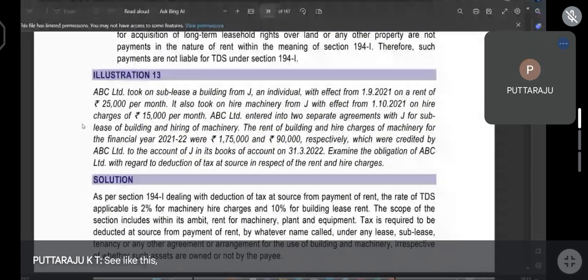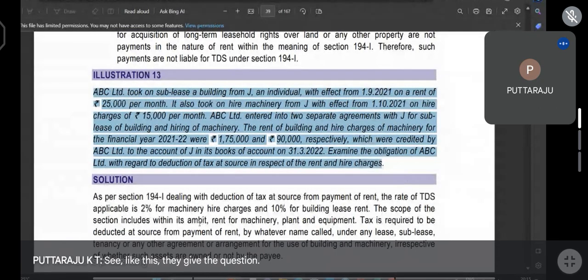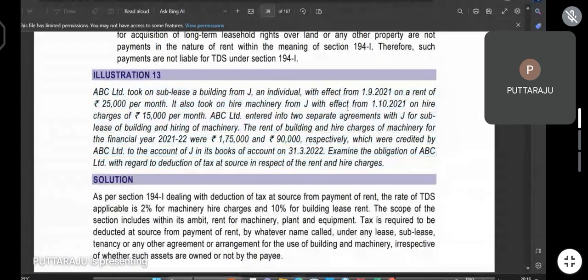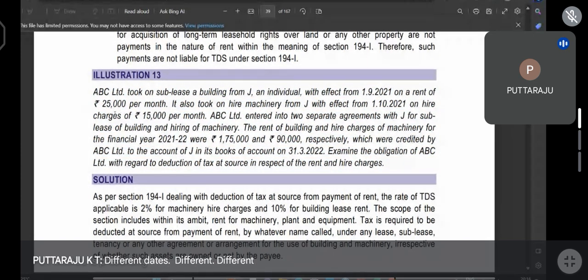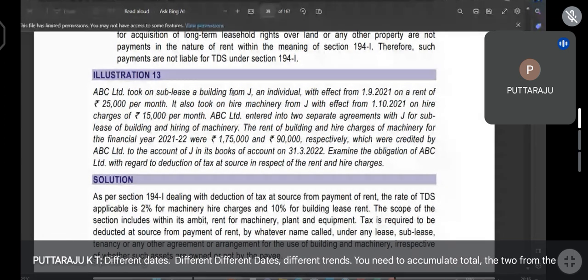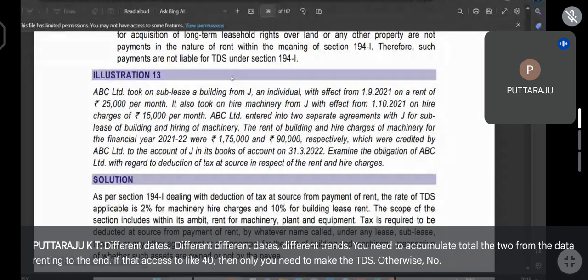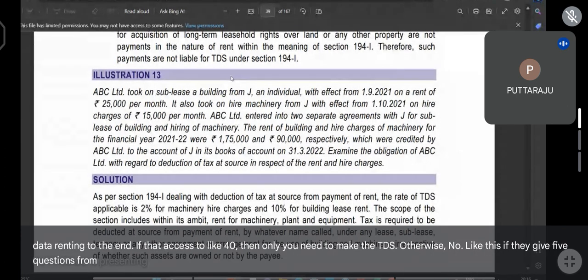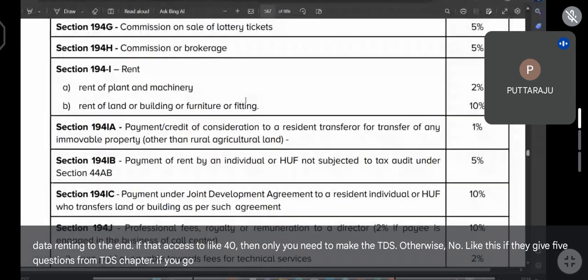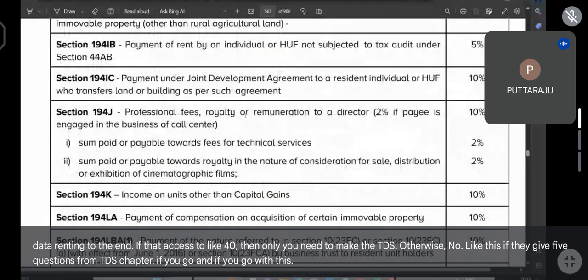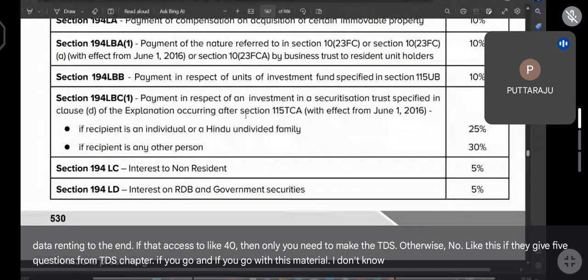See, like this they give the question. Different dates, different terms. You need to accumulate the total of the two from the date of renting to the year end. If that exceeds 2,40,000, then only you need to make the TDS. Otherwise, no. Like this, if they give 5 questions from the TDS chapter, if you go with this material, I don't know how you guys will answer those questions.